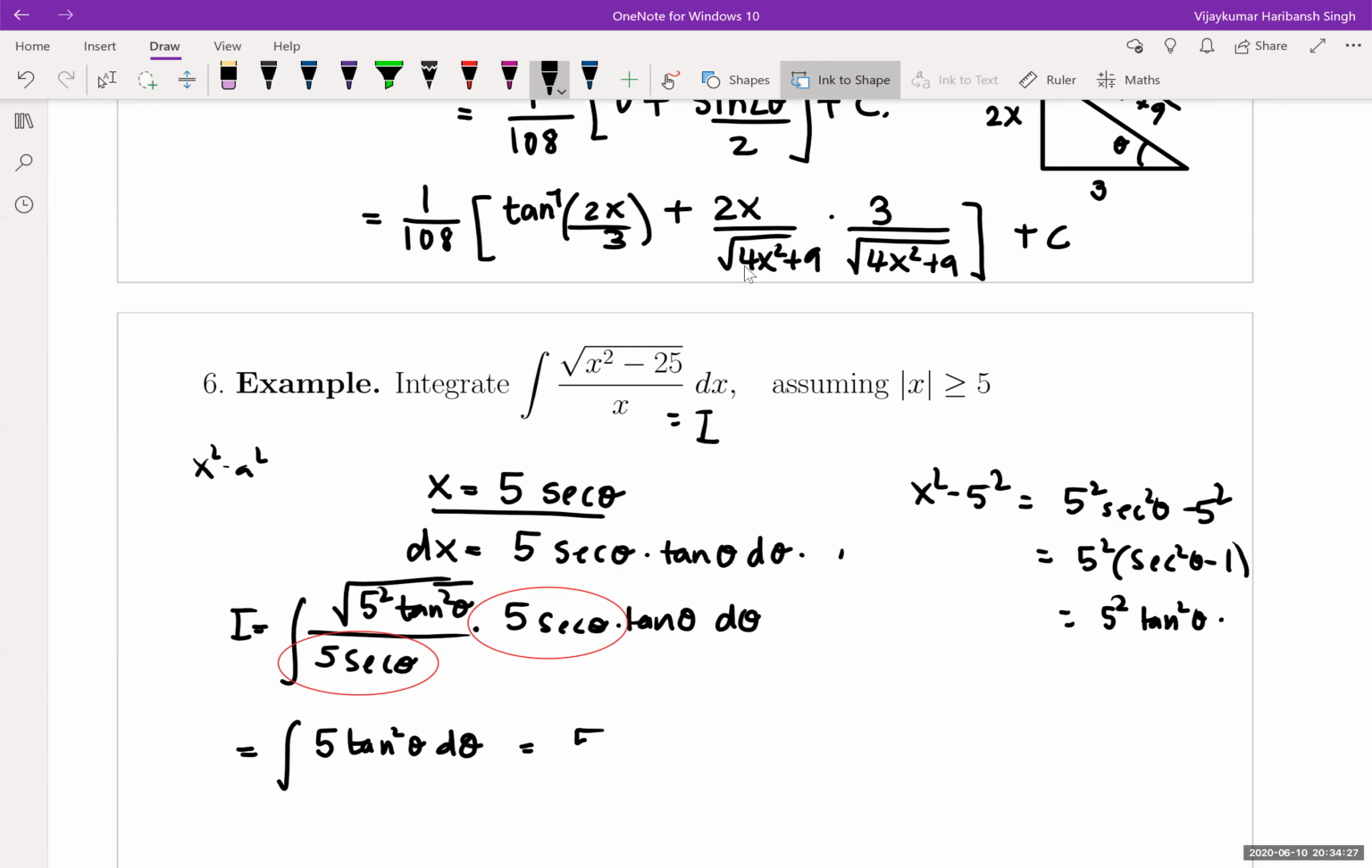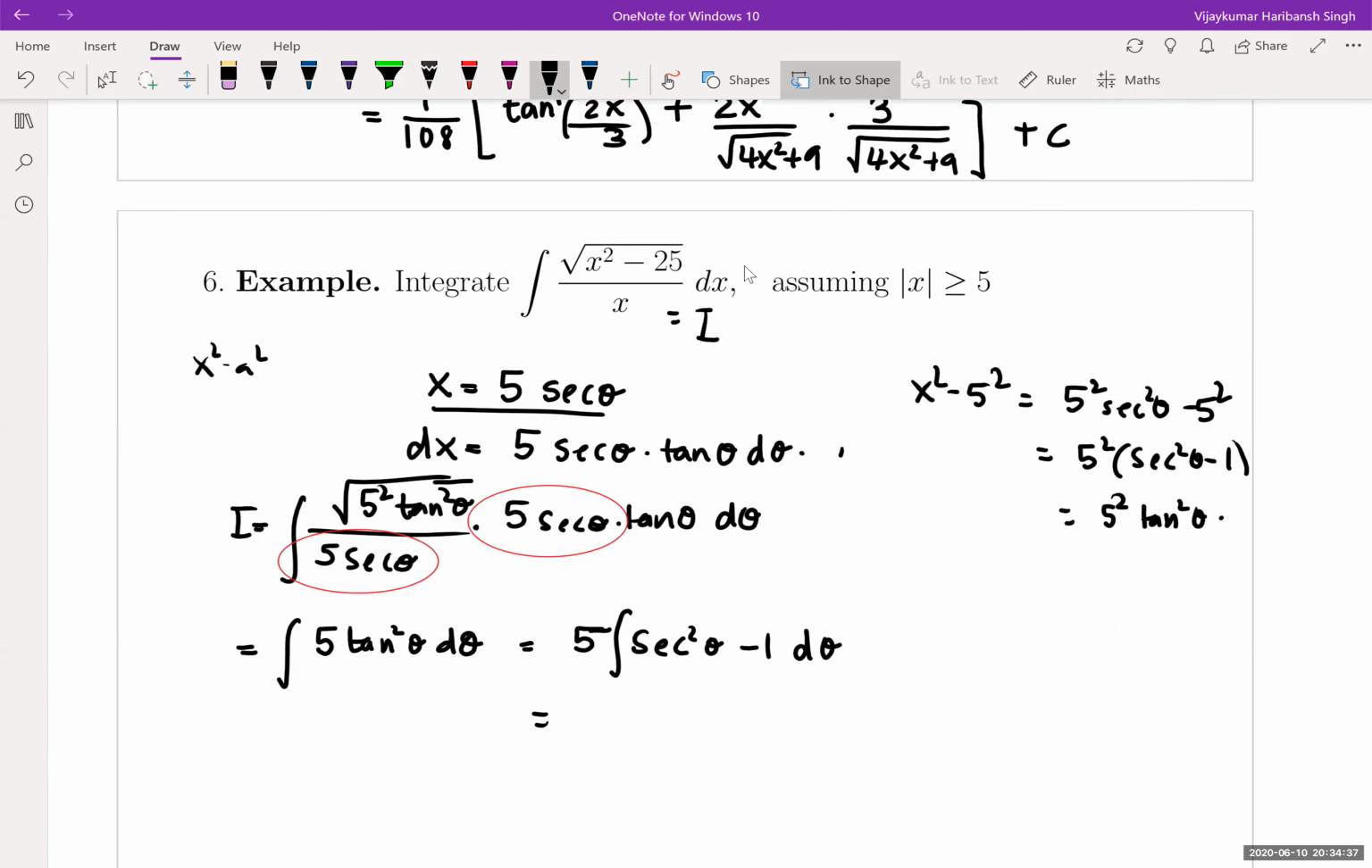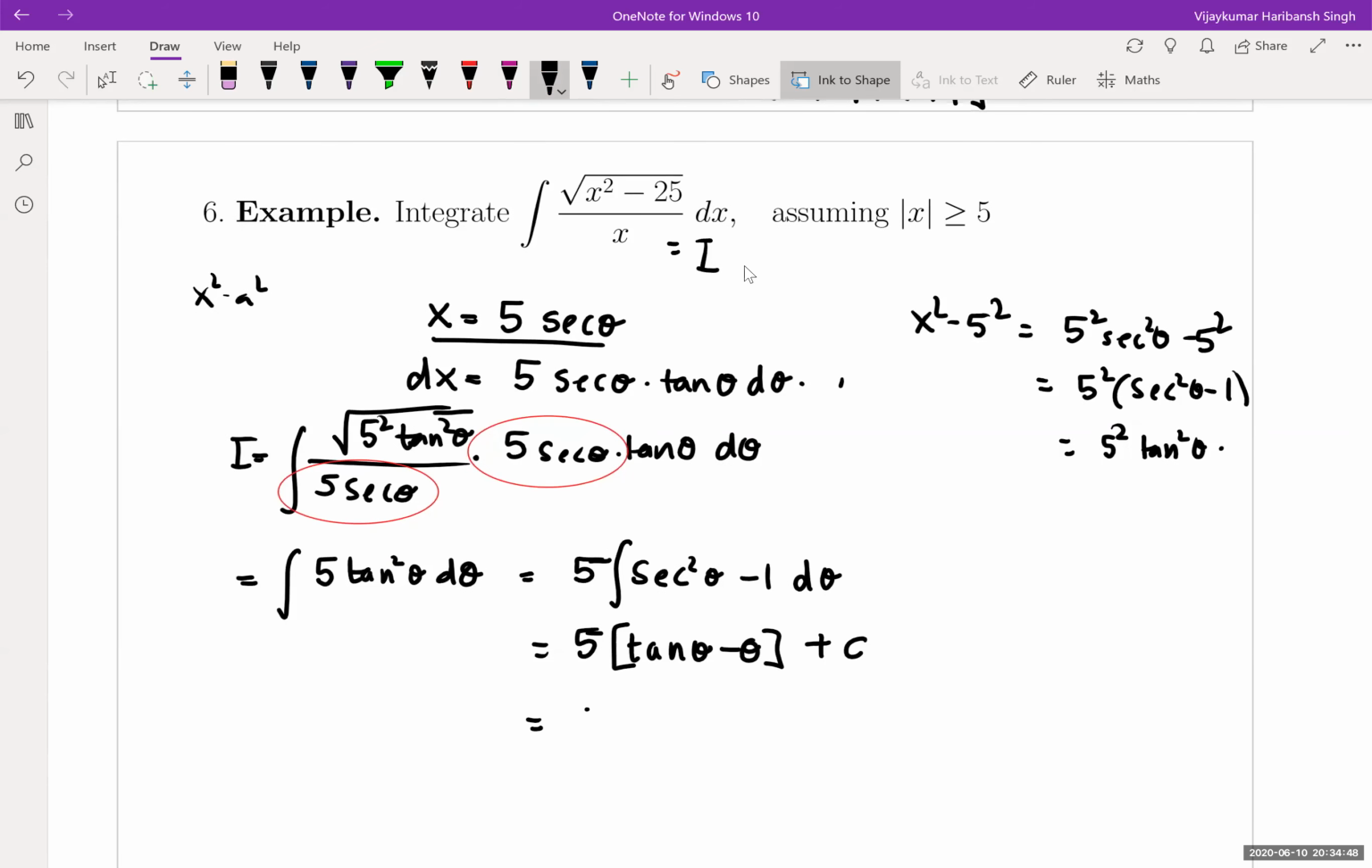Now 5 is a constant, it comes out. The integral of tan squared theta is what? Again, you have to convert it into secant squared theta minus 1 d theta. Now the integration of secant squared theta is known, which is tan theta. Integration of 1 is theta plus c. Now this is going to be 5.